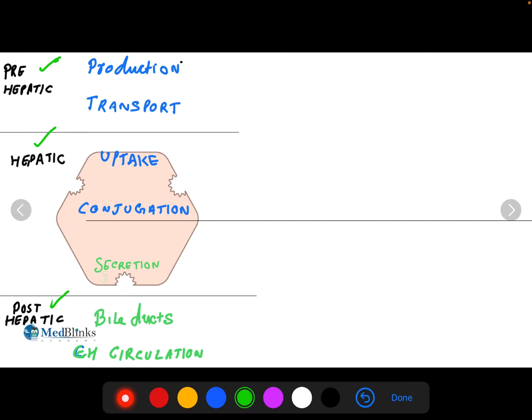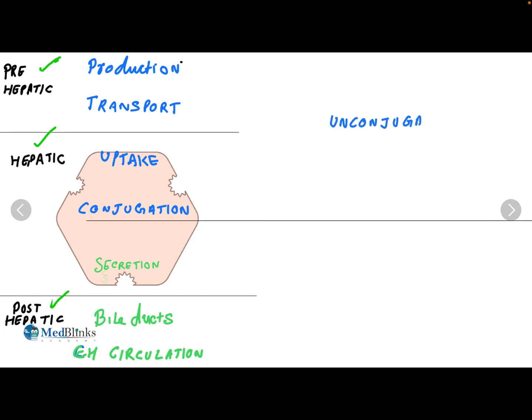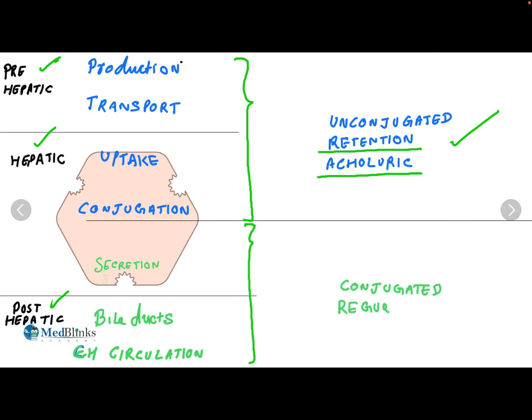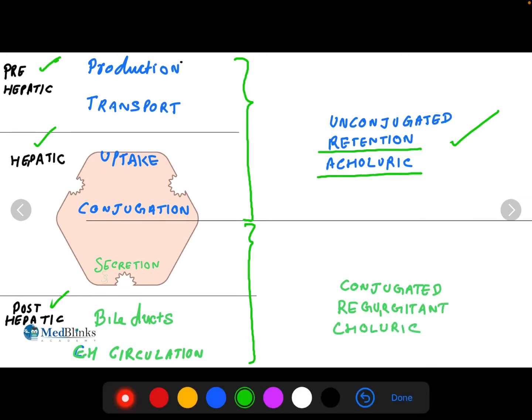And how do we see that? If there is a problem in bilirubin metabolism before conjugation, then it leads to unconjugated hyperbilirubinemia, which we have learned can also be called retention or acholuric hyperbilirubinemia. And if there is a problem in bilirubin metabolism after conjugation, then of course it is called conjugated hyperbilirubinemia or regurgitant or choluric hyperbilirubinemia.